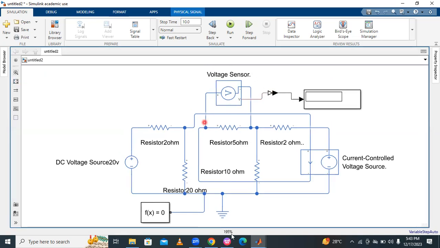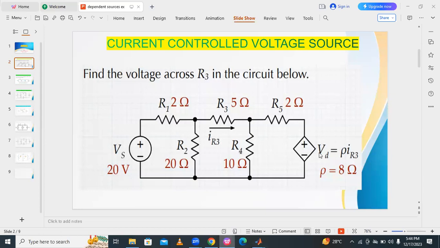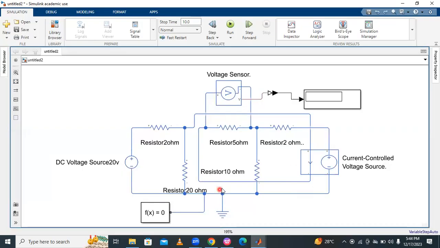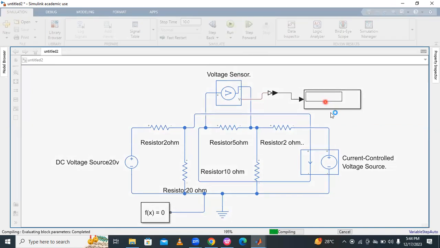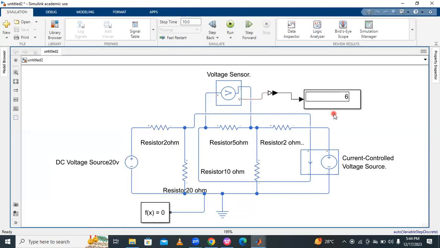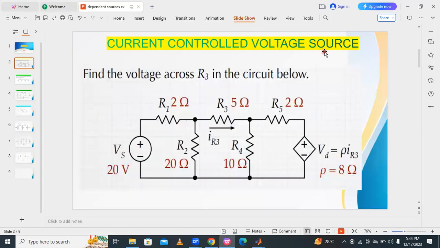This circuit is the same as this circuit. This is called a current controlled voltage source, and then simulate. It measures the voltage across the resistor R3. By using different techniques, nodal analysis or mesh analysis, we can calculate the voltage across R3. That resistor and this practical resistor must be the same, no difference. So the voltage across this 5 ohm resistor is 6 volts. This is the first circuit, the design and simulation of a current controlled voltage source.